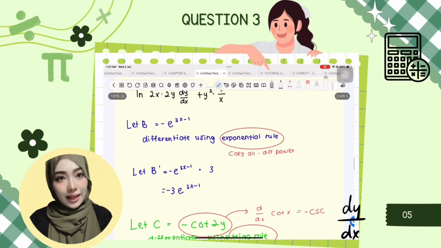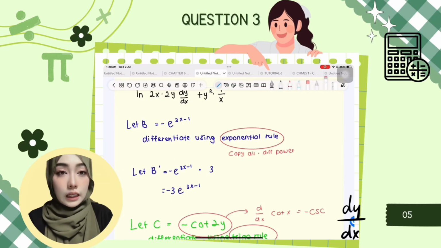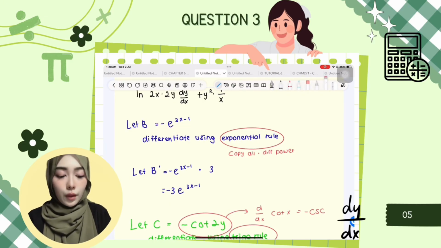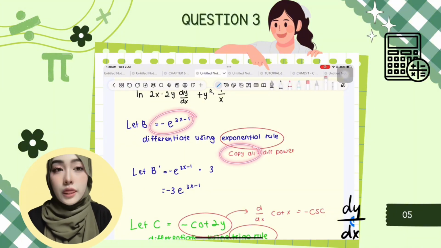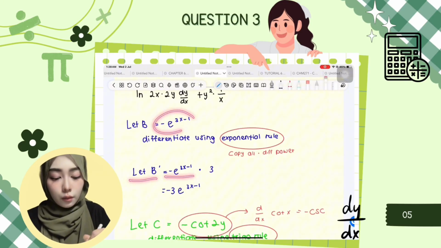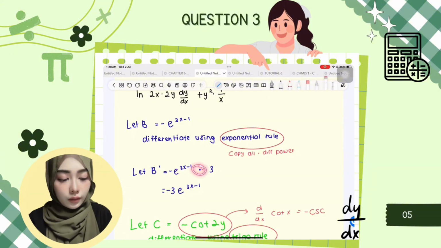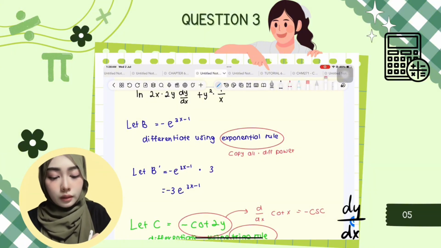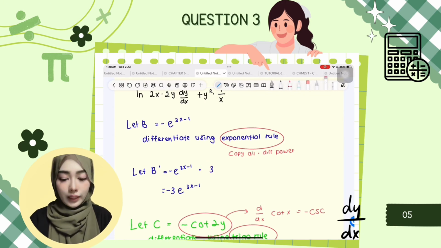Now let's solve for the second term. Let B equal to negative e to the power 3x minus 1. We are going to differentiate this using the exponential rule. The exponential rule formula is to copy all of these and multiply with the derivative of the power. So B prime, we copy back all of these and we get negative e to the power 3x minus 1 multiplied with 3. We differentiate the power, we will get 3. So that is the final answer for B.